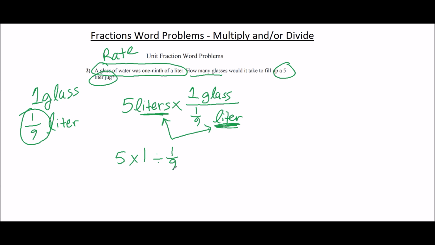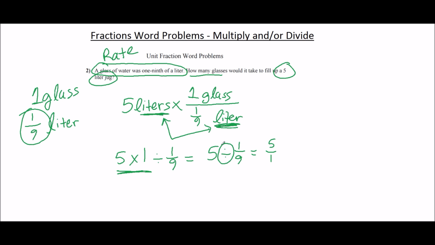So starting with 5 times 1, that's easy. 5 times 1 is just 5, so then it's just 5 divided by 1/9. And this is where now I have to remember how to divide with my fractions. So first thing I'm going to do is I'm going to change 5 to a fraction. My whole number is 5 over 1. And then I do the same change flip.